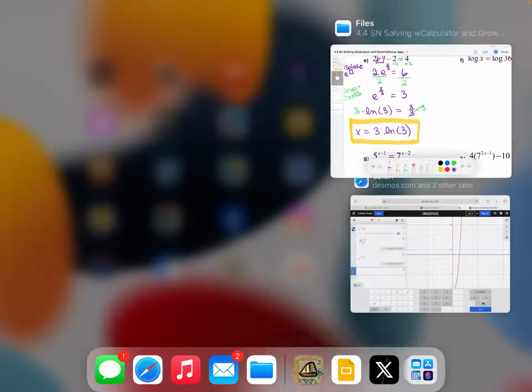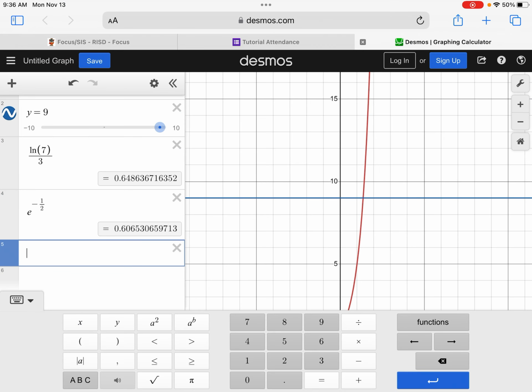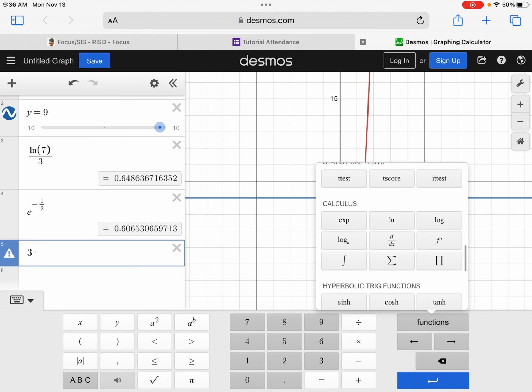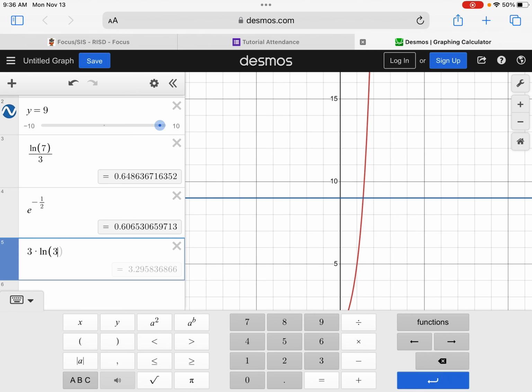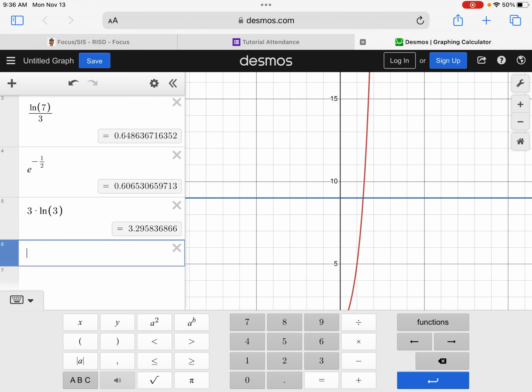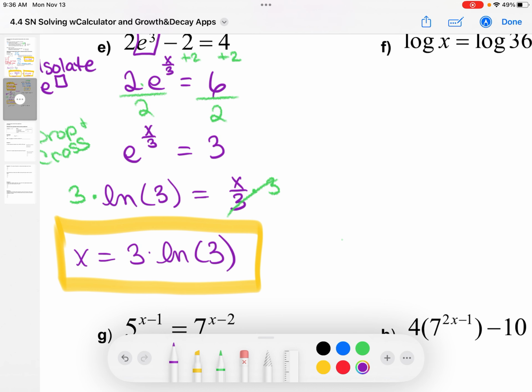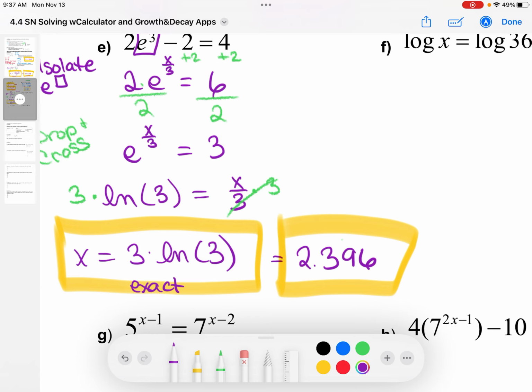And 3 times natural log of 3: 3 times functions, natural log of 3, close that parentheses, enter. And that is 3.296, rounded to 3 decimal places. Again, we have our exact answer, and we have an approximate.